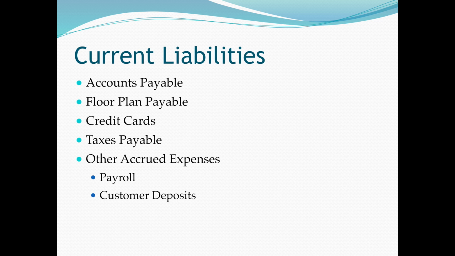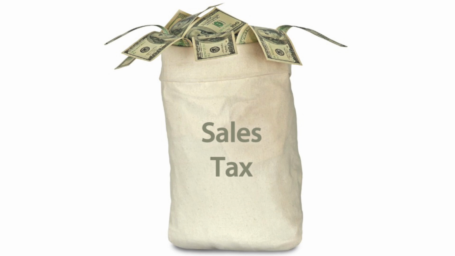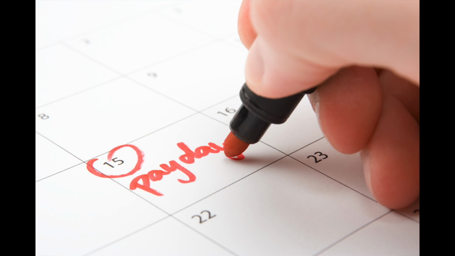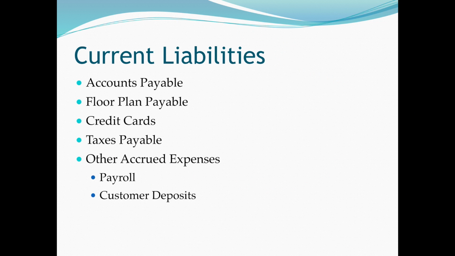The last current liability are accrued expenses. These are things that you incurred during the year but don't actually pay during the year. For example, your last month's sales tax that's actually paid in the first month of the next year. So if you're using the accrual basis of accounting, go back and look at your sales tax, your payroll taxes, your payroll, and look at all the expenses that happened the last month of the year that you actually paid in the following year. Those will need to be recorded as current liabilities.